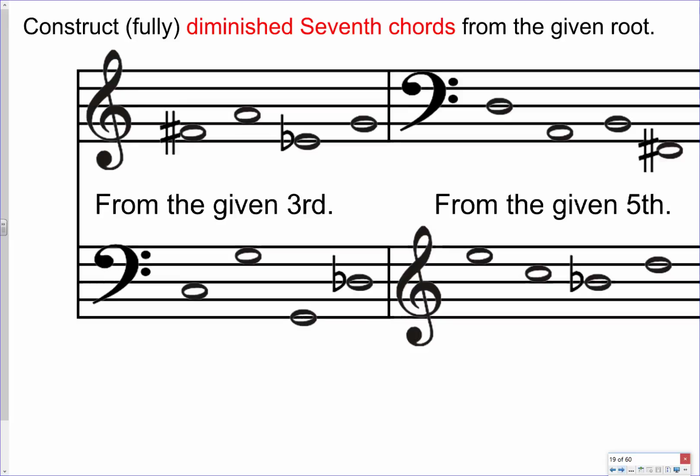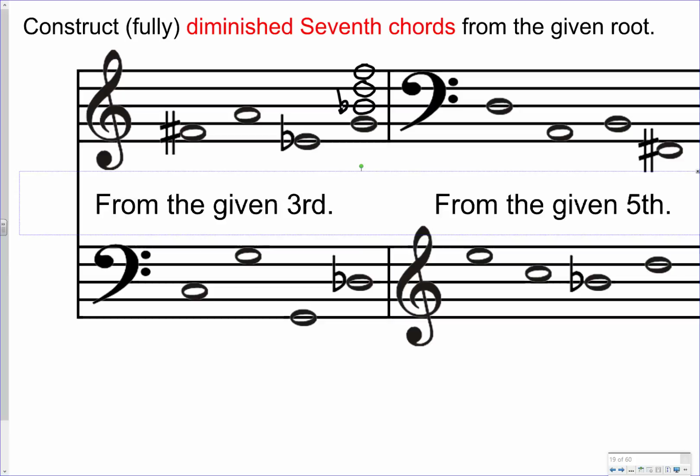So now, let's begin construction of fully diminished seventh chords from the given root in the first line, the given third, and the given fifth in the second line. Let's do one together. We'll do the G in the first line, treble clef. G is our root. So let's build our seventh chord, our superimposed thirds. We can't change or alter the G, that's our root. Let's build a diminished triad first. The root up to third is a minor third.